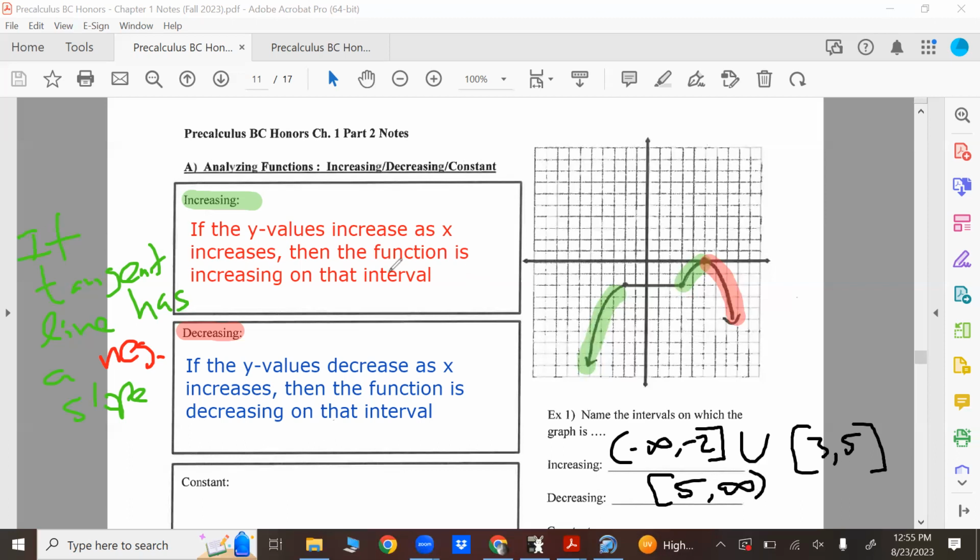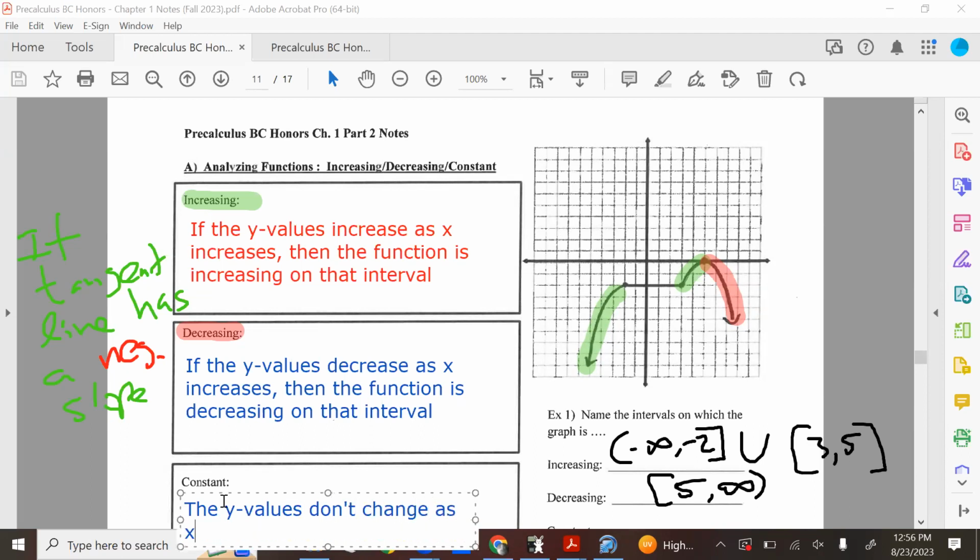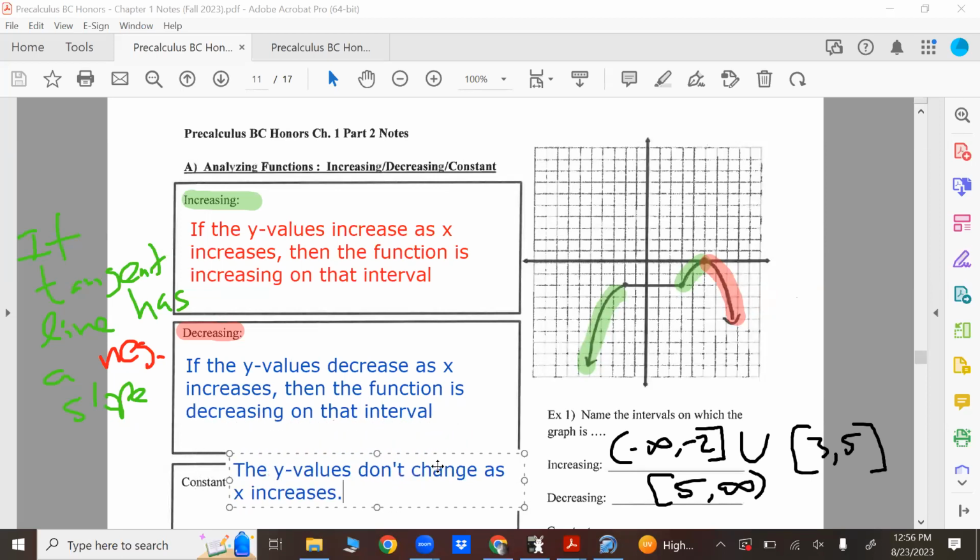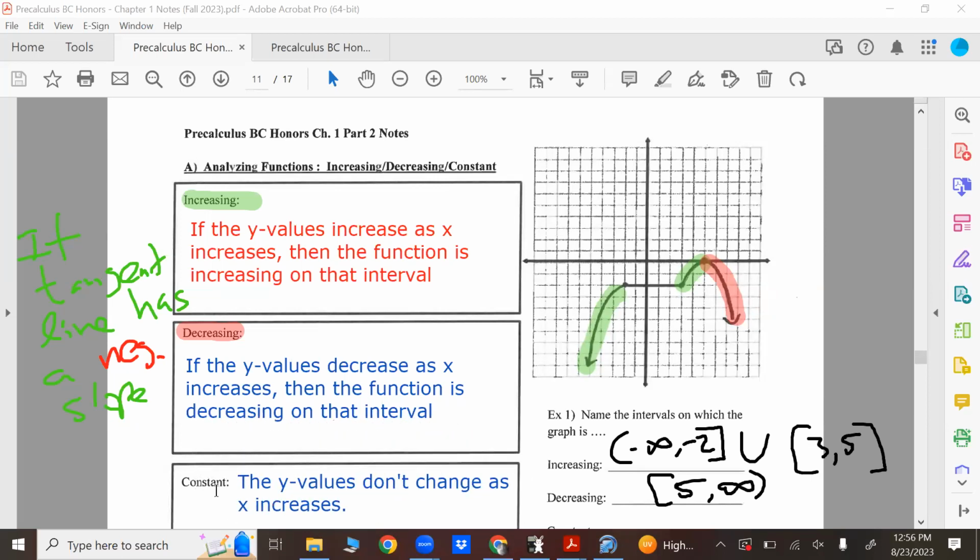And constant, I think, is pretty obvious. Y values don't change, right? As x increases, and likewise as x decreases too. Why do I always keep saying as x increases? Because usually we like to look at it from left to right. That's the way we should read graphs, from left to right.